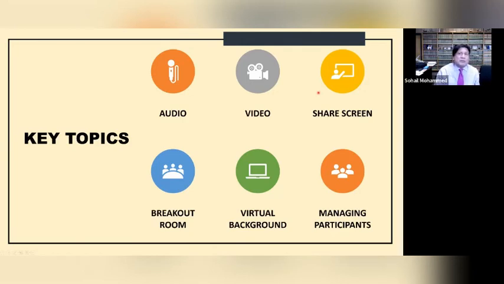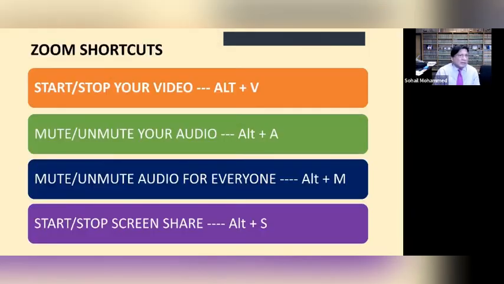Again, I'm not showing you how to do them simply because this is not a how-to, this is about best practices and the tools that are available. Some of these Zoom shortcuts may be helpful.